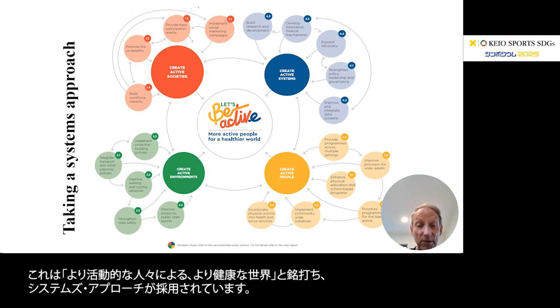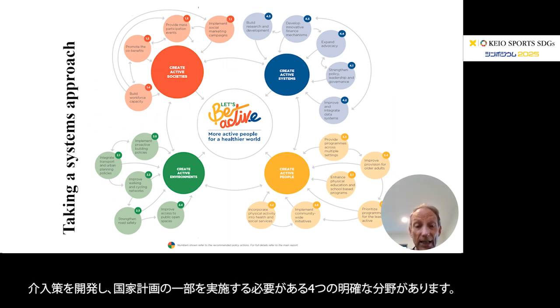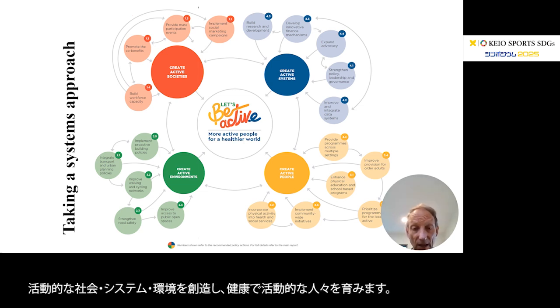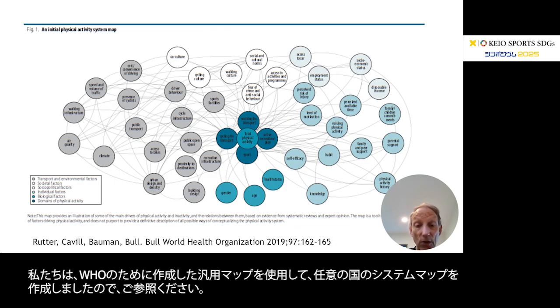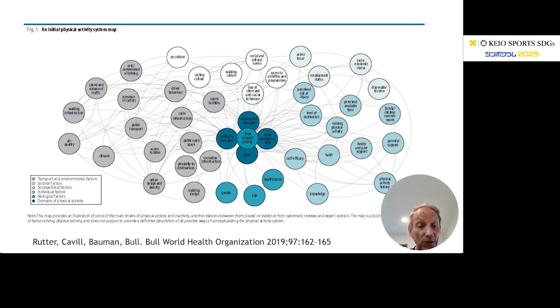It uses a systems approach. There are 4 clear areas where interventions need to be developed and part of the national plan needs to happen: creating active societies, creating active systems, creating active environments, and creating healthy, active people. These 4 circles are surrounded by the actions that need to happen in what's known as a systems map. We have drawn systems maps for any country using a generic map, which we published for the World Health Organization, which you can refer to.